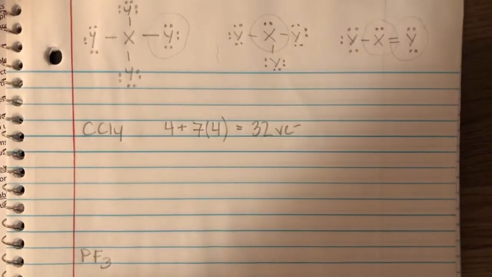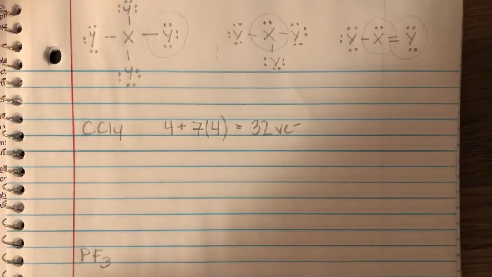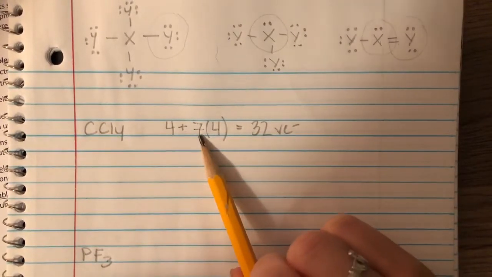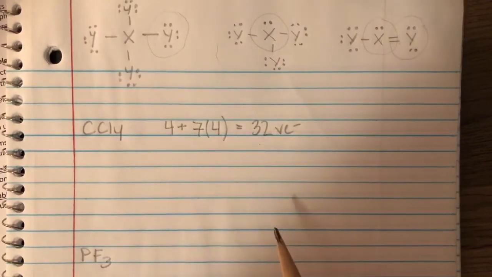That means our structure has to have 32 valence electrons, no less, no more. So although these are the valence electrons that each carbon and chlorine have before they bond, remember we're going to be rearranging them so that after they're bonded, they have 8 each. Okay, so that's step 1.